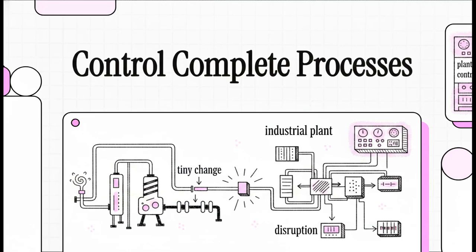Welcome to this explainer. Today we're diving deep into a high-stakes, kind of mind-bending world where a tiny little change in one pipe can literally cascade into a massive industrial disaster. We're talking about the science of plant-wide control, specifically mastering complete chemical processes.